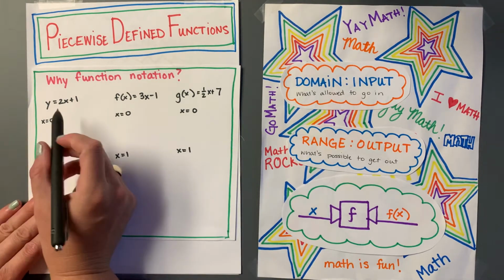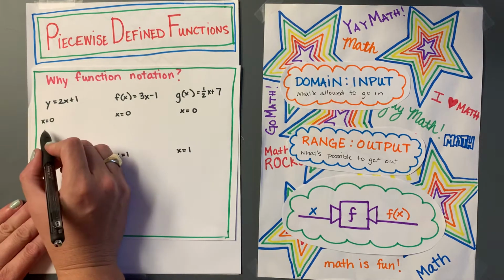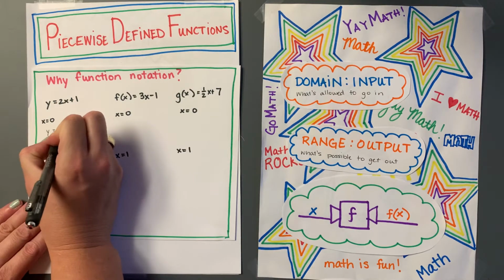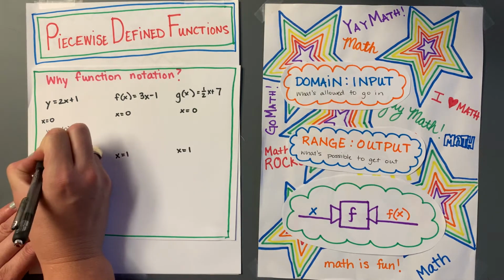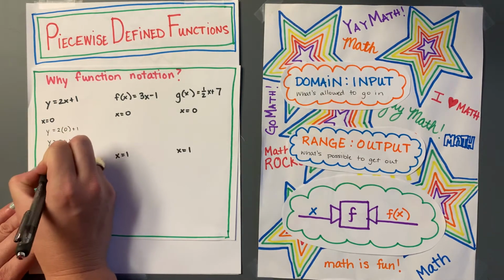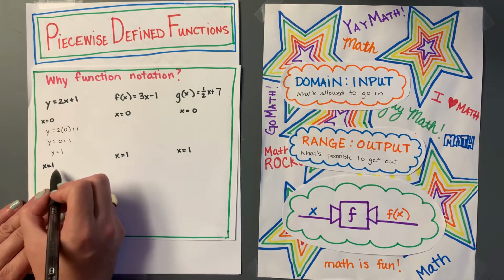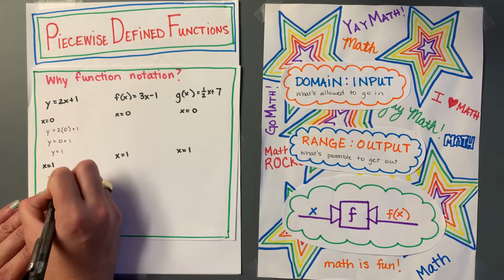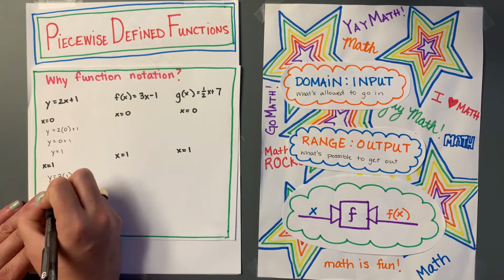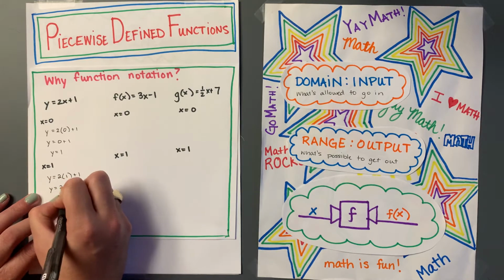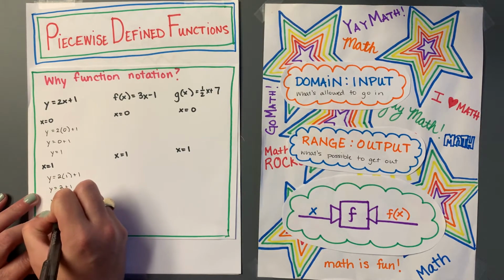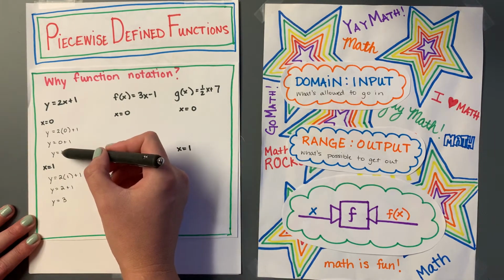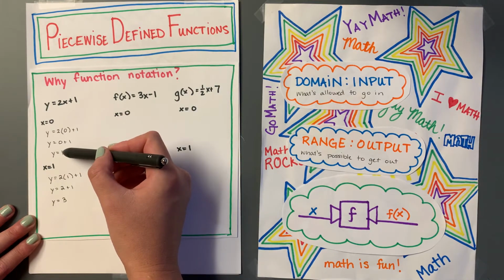So if I have y equals 2x plus 1 and I want to evaluate it for x equals 0, I do y is equal to 2 times 0 plus 1, y is equal to 0 plus 1, y is equal to 1. Now if I want to evaluate it for x equals 1, I have y is equal to 2 times 1 plus 1, y is equal to 2 plus 1, y is equal to 3. There is nothing to connect which x value this y relates to.